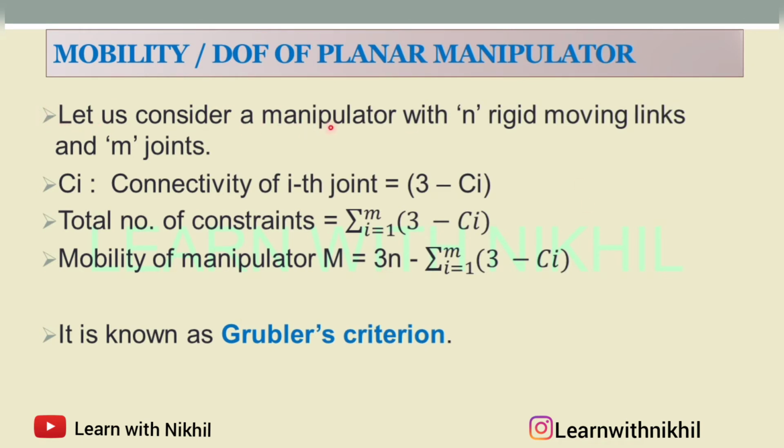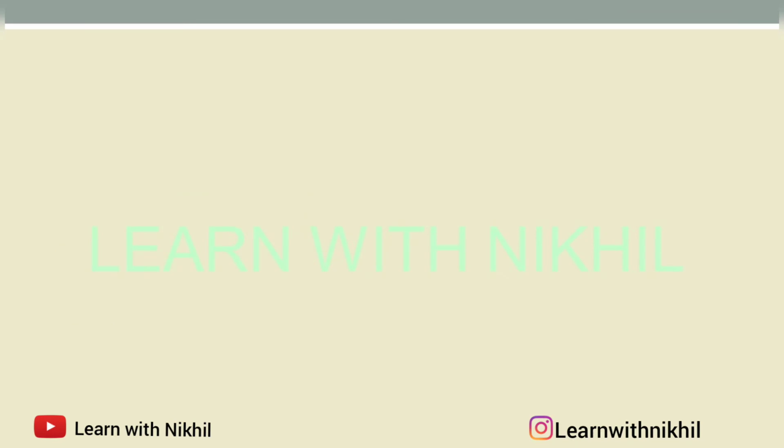So here also we have considered a manipulator with n links and m joints. The connectivity of the ith joint will be 3 minus Ci. Then we calculate the total number of constraints, which will be the summation from i equals 1 to m of (3 minus Ci), and finally the mobility or DOF of the manipulator will be 3n minus the summation from i equals 1 to m of (3 minus Ci), and it is also known as Grubler's criterion. Now I'll explain this equation with an example which will make your concepts much clearer.